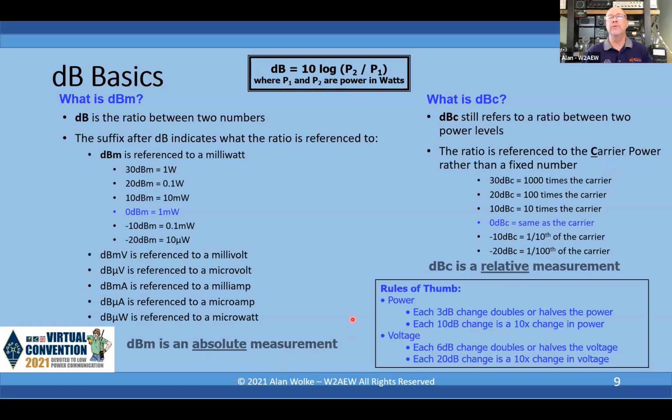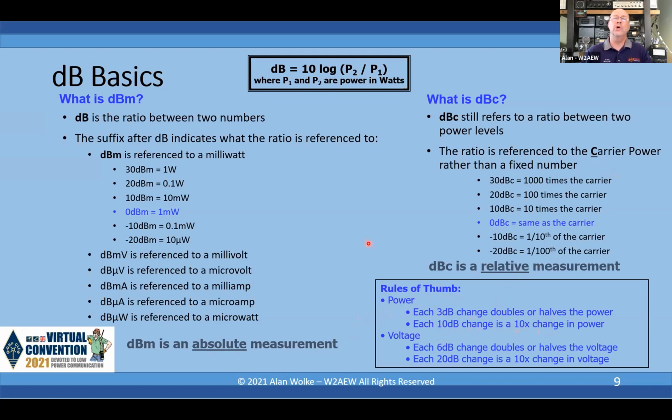A couple of rules of thumb with dBs. When you're talking about power, each 3 dB change is either doubling or halving the power. If we increase by 3 dB, we're doubling power. If we decrease by 3 dB, we're halving power. And then each 10 dB change is a 10 times change in power. So that one's easy to remember.